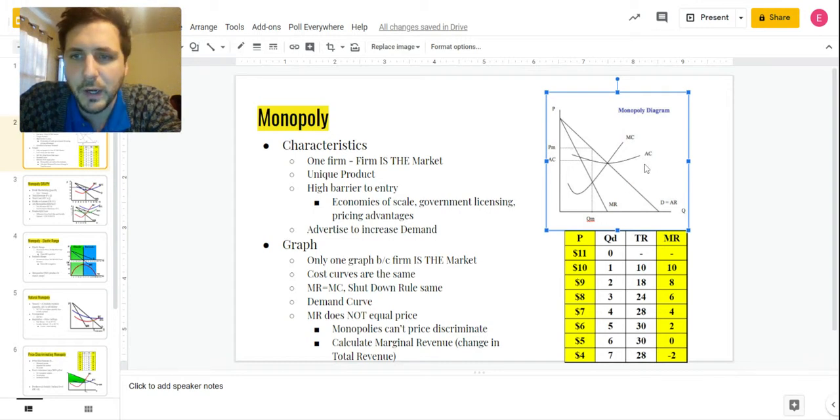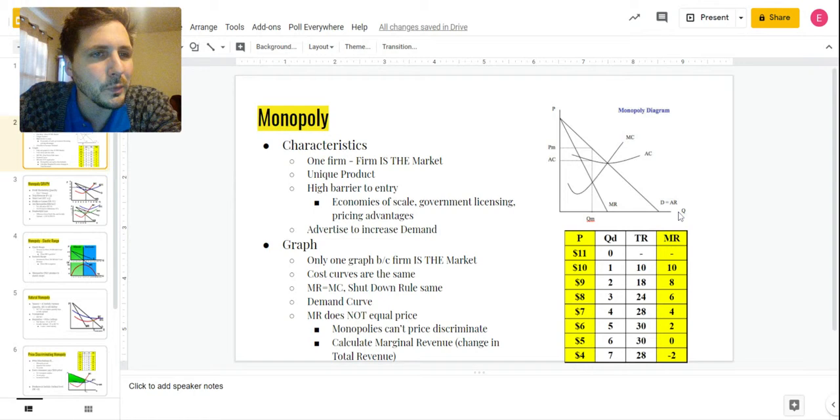Cost curves are the same. We have our ATC going down, going back up. We have our marginal cost with our little swooshy thing going on there. Then we have demand as a downward sloping D, and then we have marginal revenue, which is less than that. Notice that marginal revenue and demand are not the same, right? Marginal revenue is less than demand, and that's because monopolies are unable to price discriminate, right? For the most part, they're unable to price discriminate.